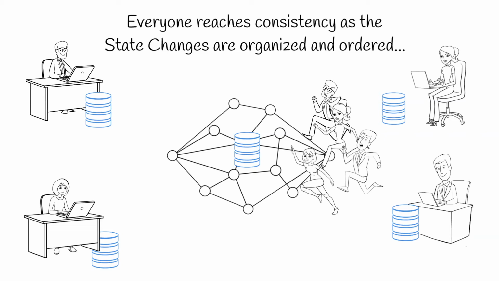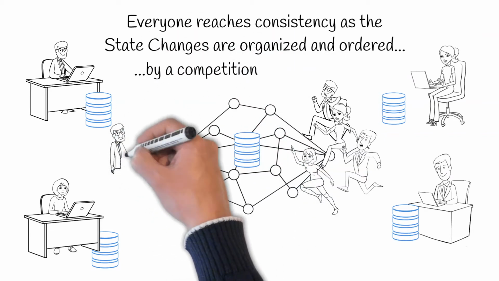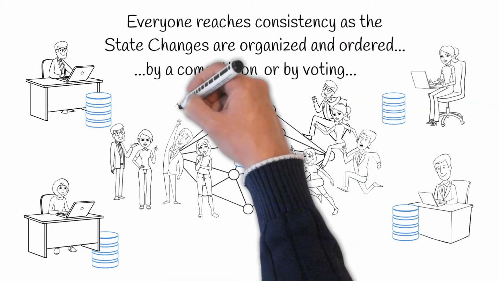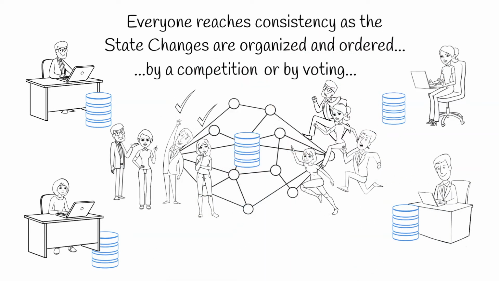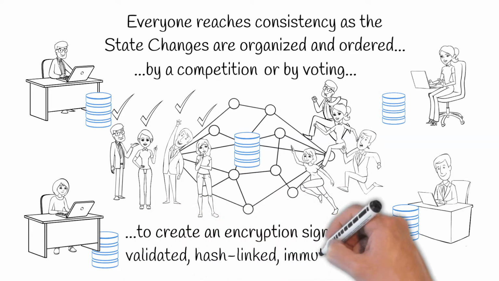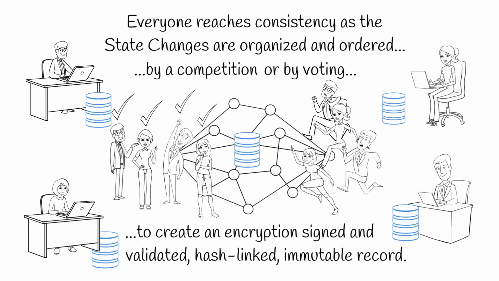This can be achieved by a competition such as the mining in Bitcoin, or consensus via voting to validate all the entries in the ledger. This allows the network to create an encryption-signed and validated hash-linked immutable record.